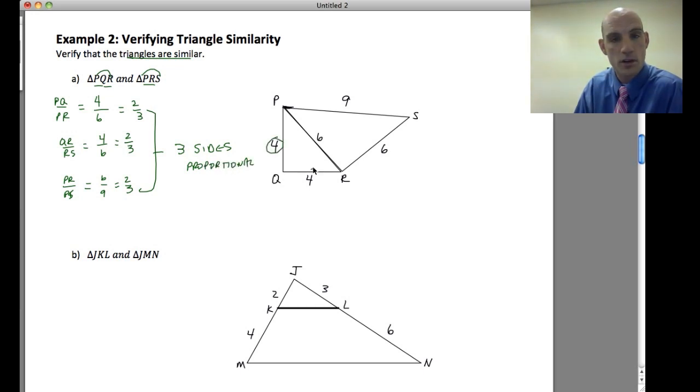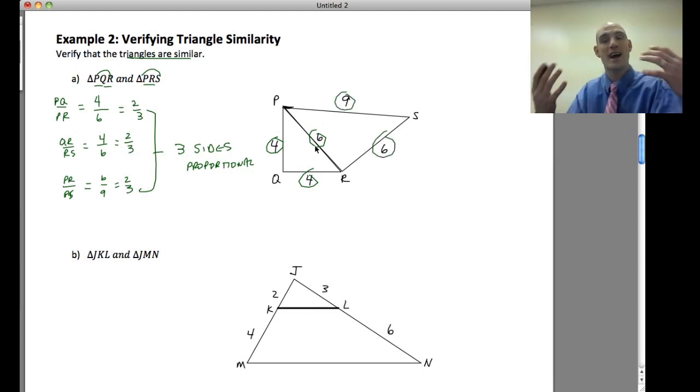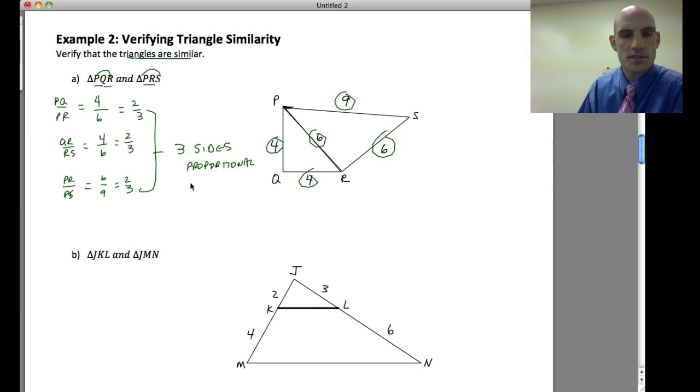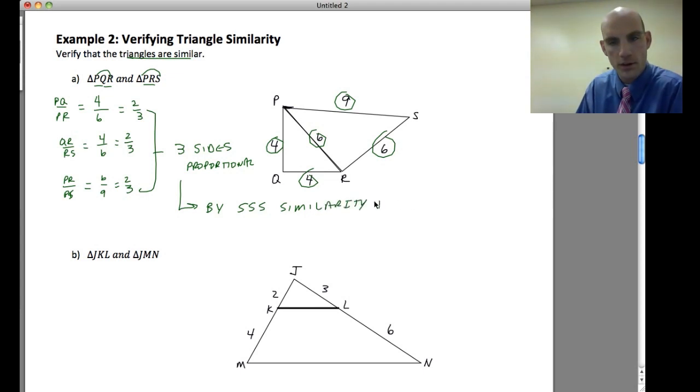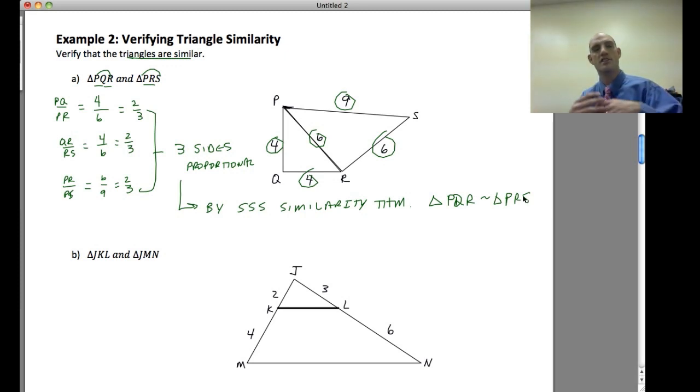And because I was given 1, 2, 3 sides of each, I decided to test the sides. Well, if 3 sides are proportional, I can say by side, side, side similarity theorem, triangle PQR is similar to triangle PRS. That's how this works, guys. Okay, so we use the theorems and the information that's given to try to prove this. Okay, let's try another one.